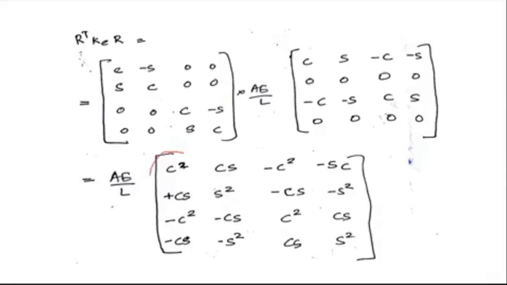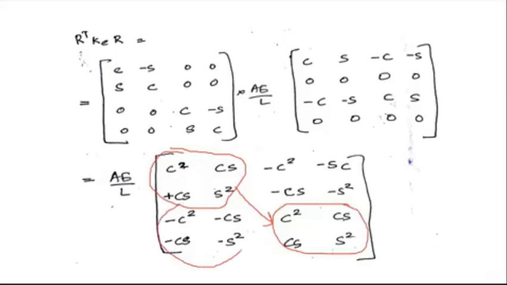And these 4 terms are repeated. Cos squared theta, sin theta cos theta. So this is the same as this. These 4 elements are the same. You can easily memorize this. And in the off-diagonal elements, these 4 terms are the negative of these terms. So minus cos squared theta, minus cos theta sin theta, minus cos theta sin theta, and minus sin squared theta. So you have to memorize this. This is the Kg matrix.